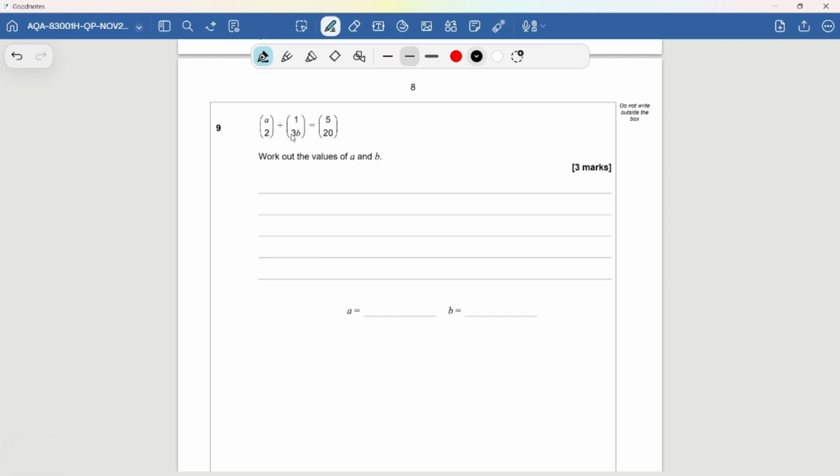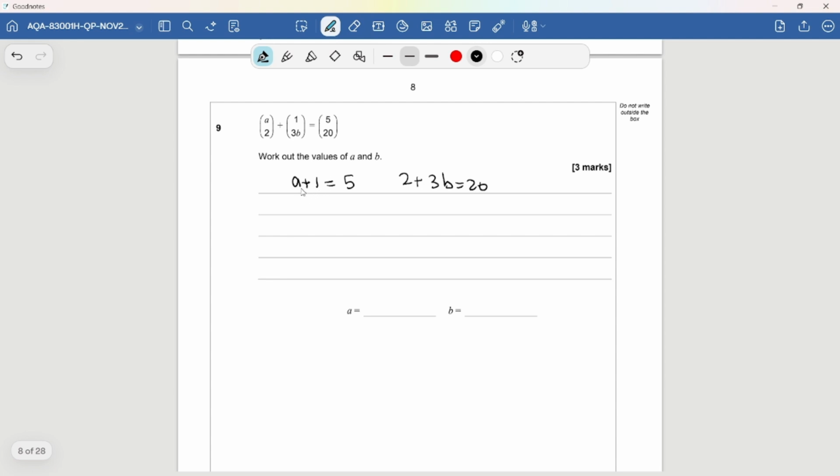We have been given these two vectors which are added to get the answer (5, 20). That means the x part is 5 and the y part is 20. You have to work out the values of a and b. So how do we read these? The x coordinates of these two vectors are getting added, a plus 1, to give 5. The y coordinates are getting added, so that is 2 plus 3b to give 20.